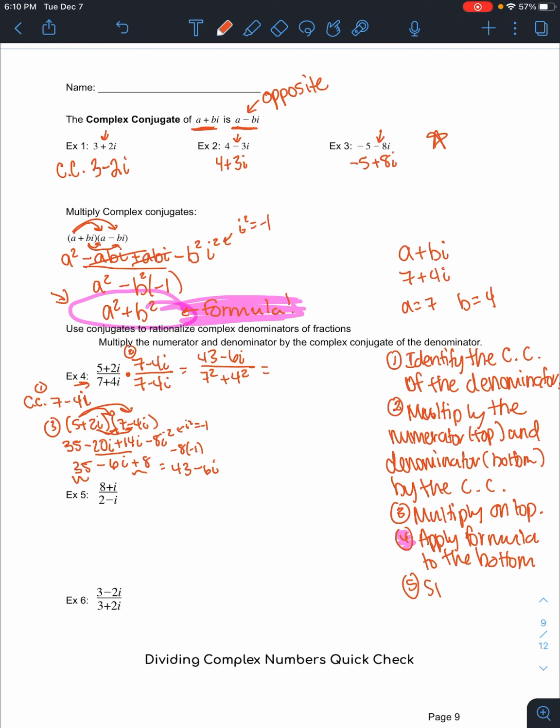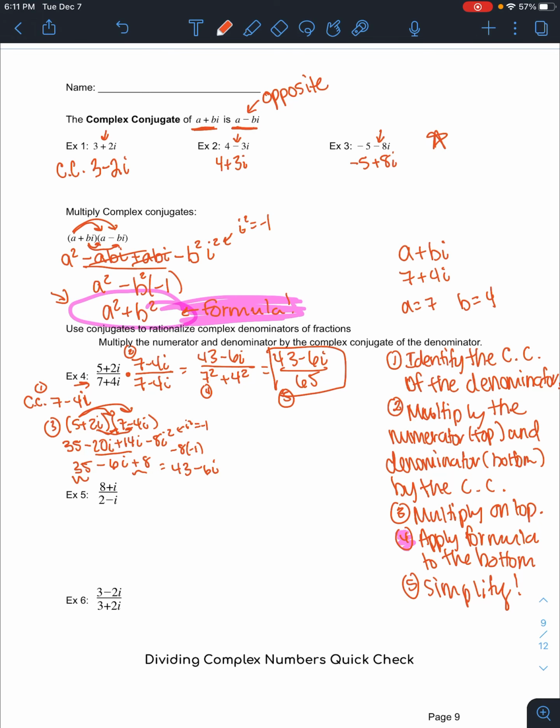And then step 5 is simplify. So here's step 4, and then we're going to do step 5. So simplify. What I mean by that is let's do 7 squared plus 4 squared. So this would be 43 minus 6i on top, and 7 squared is 49 plus 4 squared is 16, so I'm going to add those. So this would be 5, 4, 5, 6, 65. So I have 65 on the denominator, and that is my final answer. All right, I'm going to erase my adding really quick.